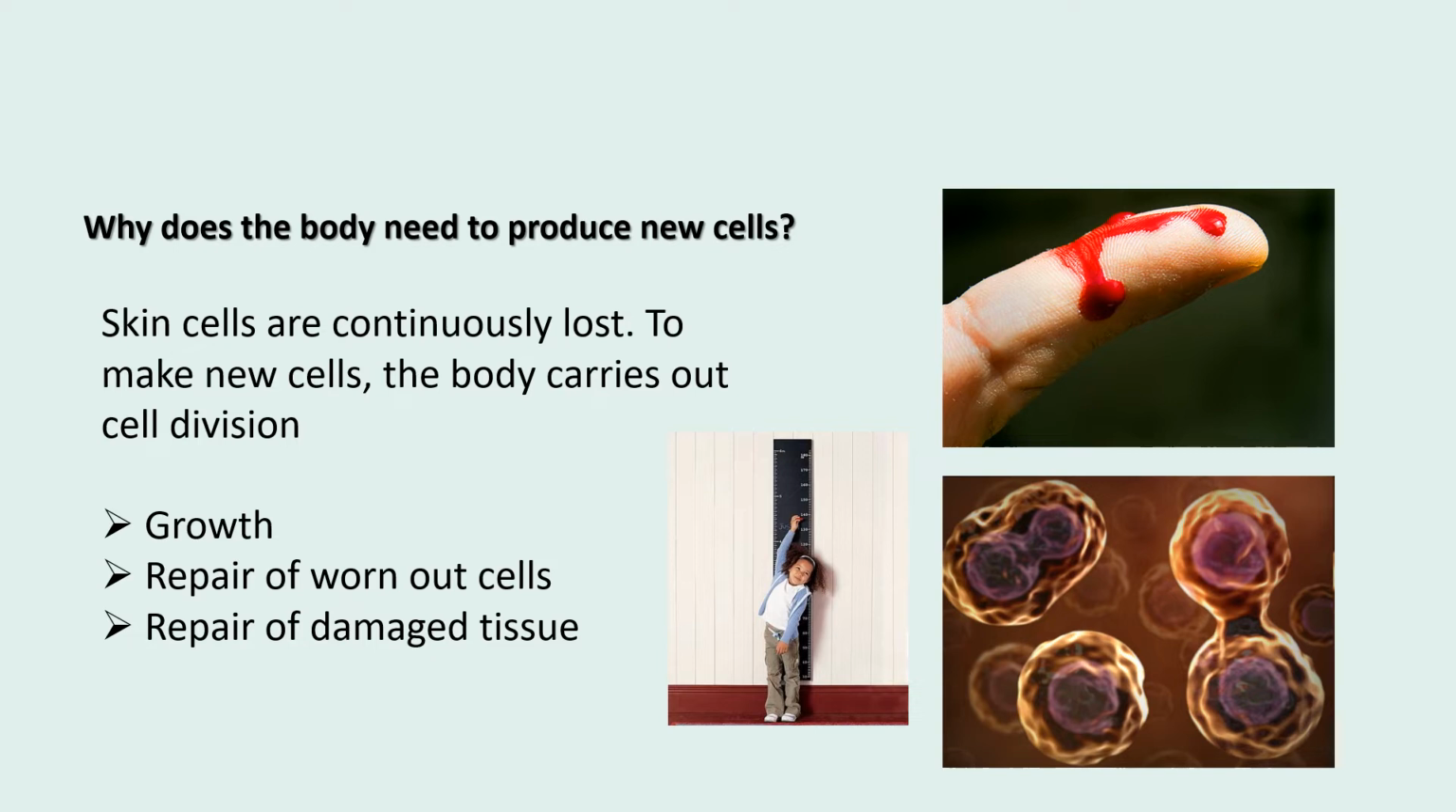Repair of worn out tissues. So if you have got parts that are wearing out, so quite often in places like the skin, in the digestive system, and also repair of damaged tissue. So if you cut yourself or injure yourself, then that tissue needs to repair. So you need cell division in order to do that.